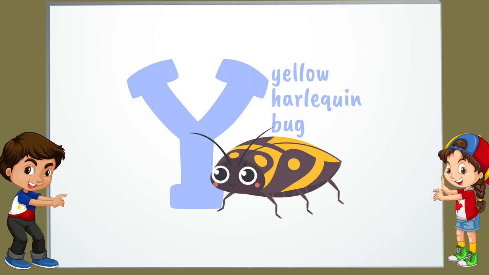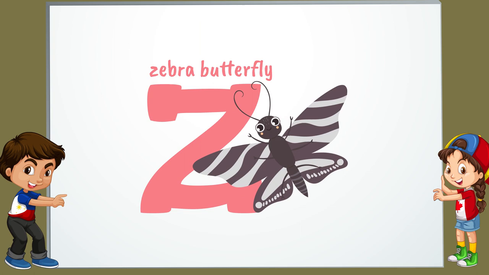X for Xerxes. X, E, R, C, E, S, Xerxes. Y for yellow harlequin bug. Y, E, L, L, O, W, H, A, R, L, E, Q, U, I, N, B, U, G, yellow harlequin bug. Z for zebra butterfly. Z, E, B, R, A, B, U, T, T, E, R, F, L, Y, zebra butterfly.